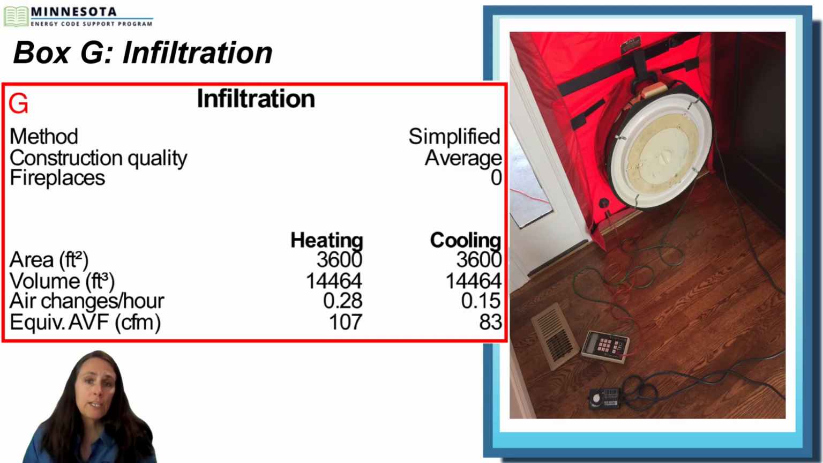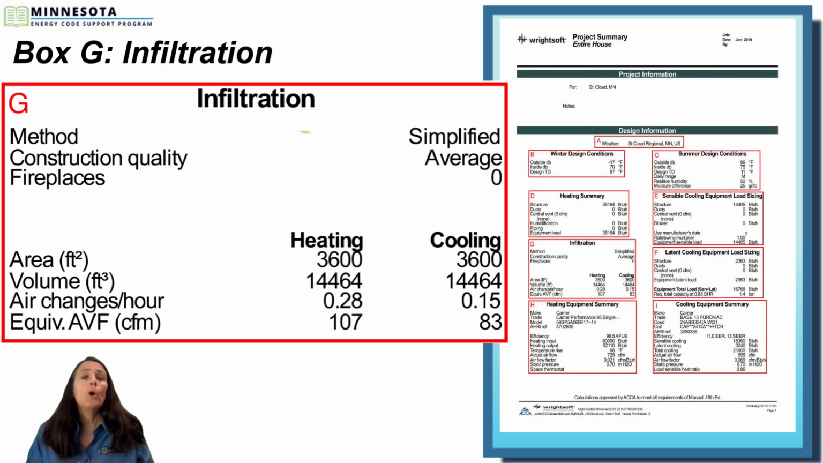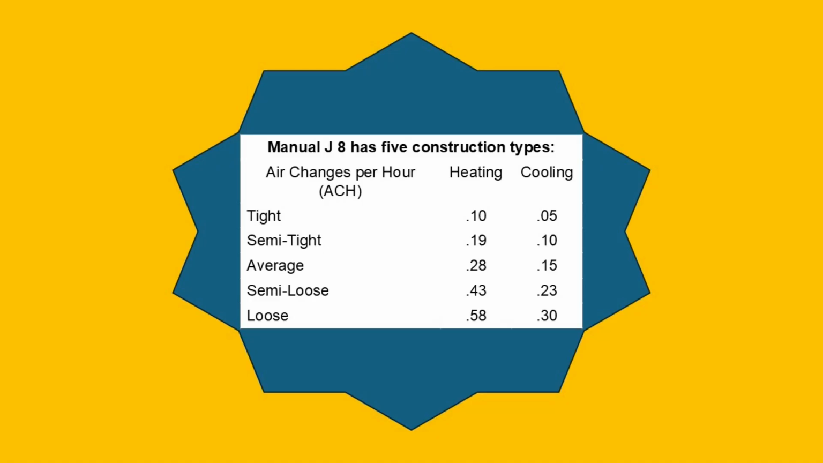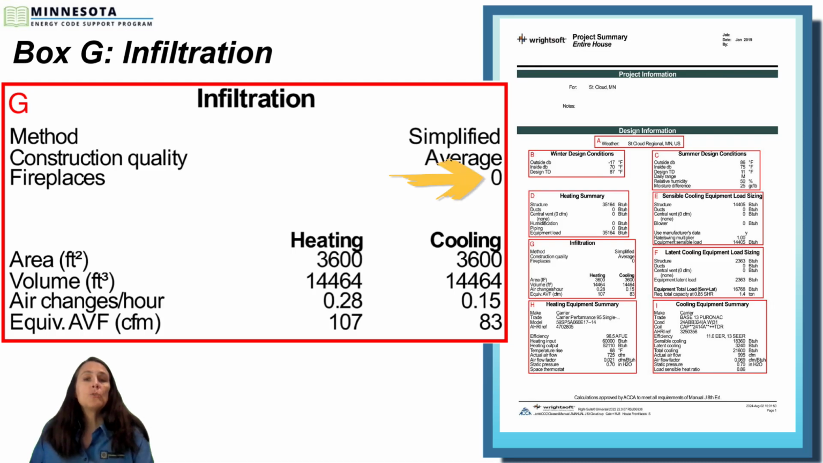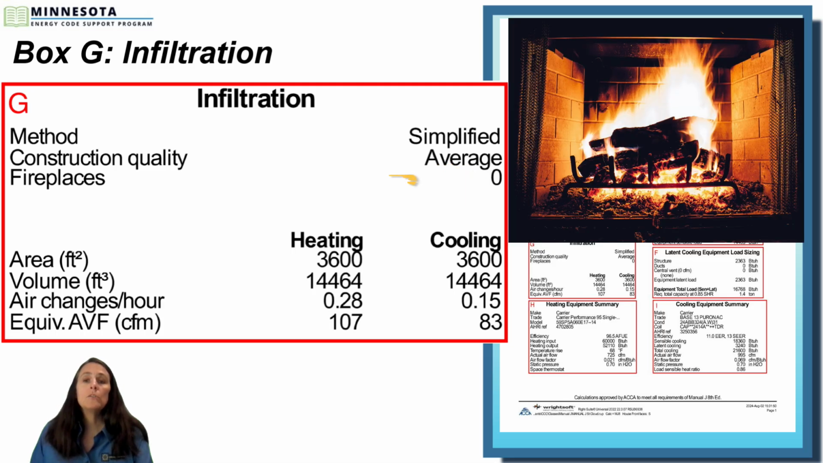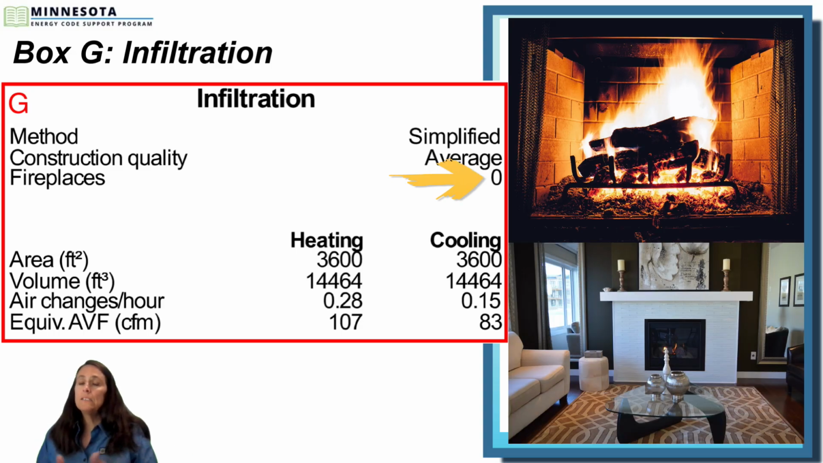Now, box G is for the infiltration. How leaky is the house? Row 1 is showing that the designer is using the simplified method for determining the air infiltration rate. Row 2 is the construction quality. New homes will be semi-tight or tight. Now, designers at first may use average, which is acceptable, but it should not have anything listed less than average for a new home. Now, calculations done for an older home where no blower door test was involved would utilize semi-loose or loose. The third row shows the number of fireplaces. Now, this is typically referring to wood-burning fireplaces because they tend to be leaky. Now, most gas fireplaces are tighter, and I wouldn't necessarily require that to be listed here.